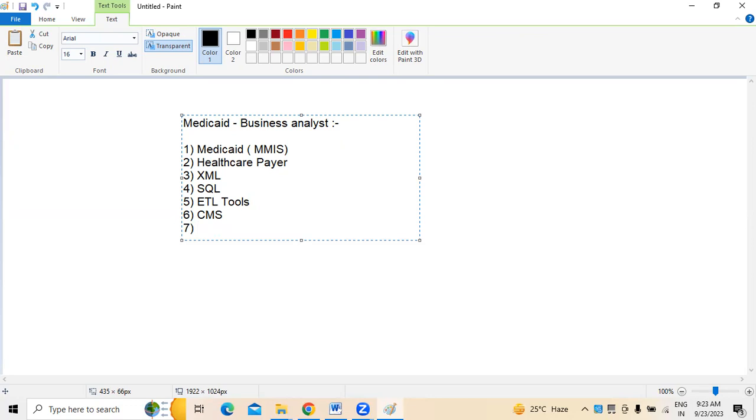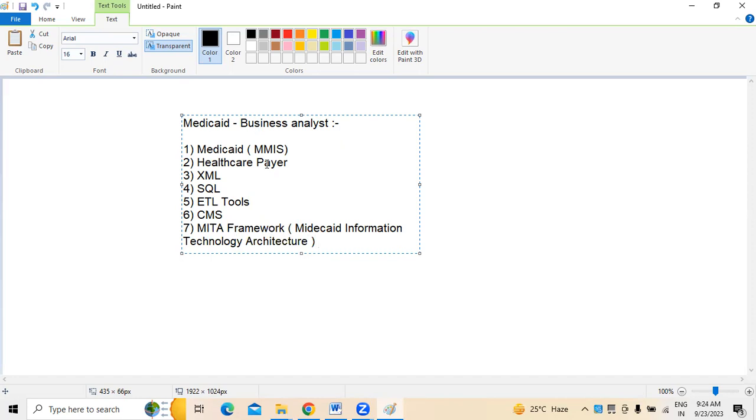Knowledge of the MITA framework is also required. MITA stands for Medicaid Information Technology Architecture. So this is also required. MITA, we call it in short.